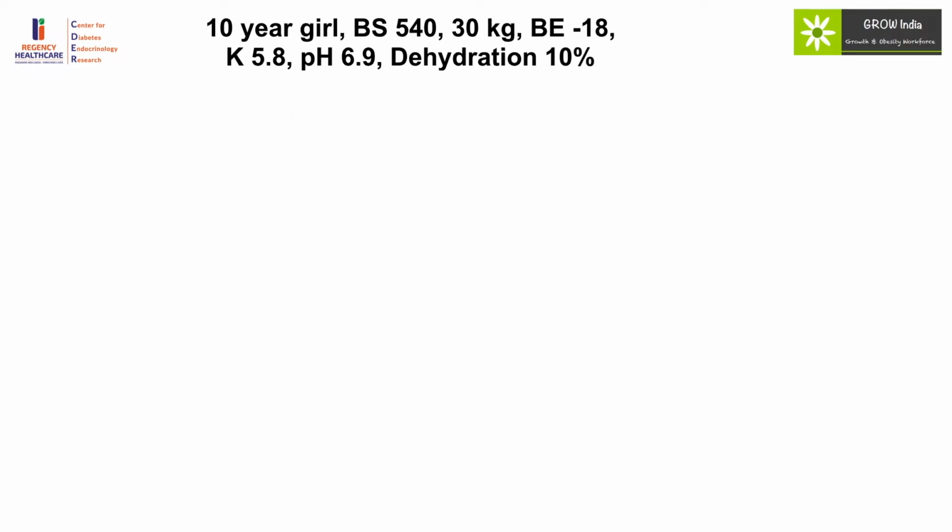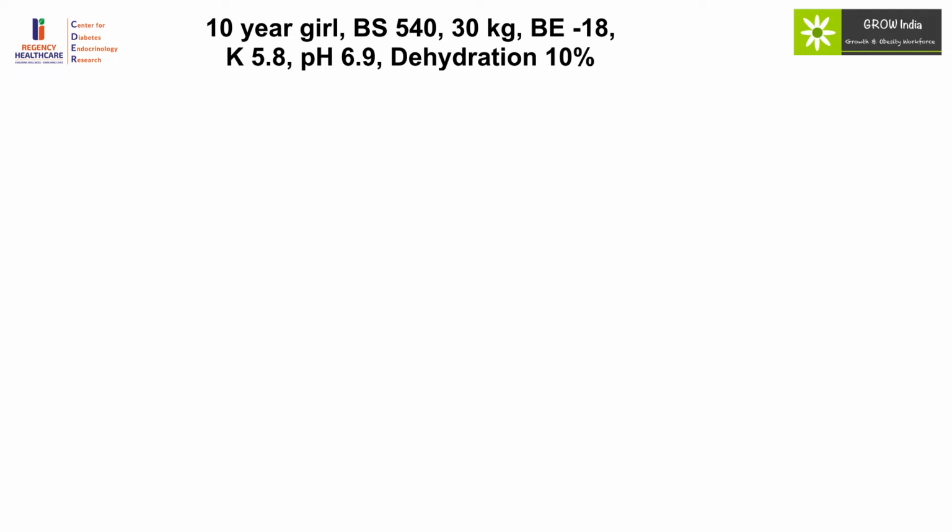So now we'll talk about this girl who is 10 years old, presented with severe hyperglycemia, metabolic acidosis and 10% dehydration. So how do we decide about treatment of this child? So first of all, since there is severe metabolic acidosis, it's best to manage the child in the setting of an intensive care unit.